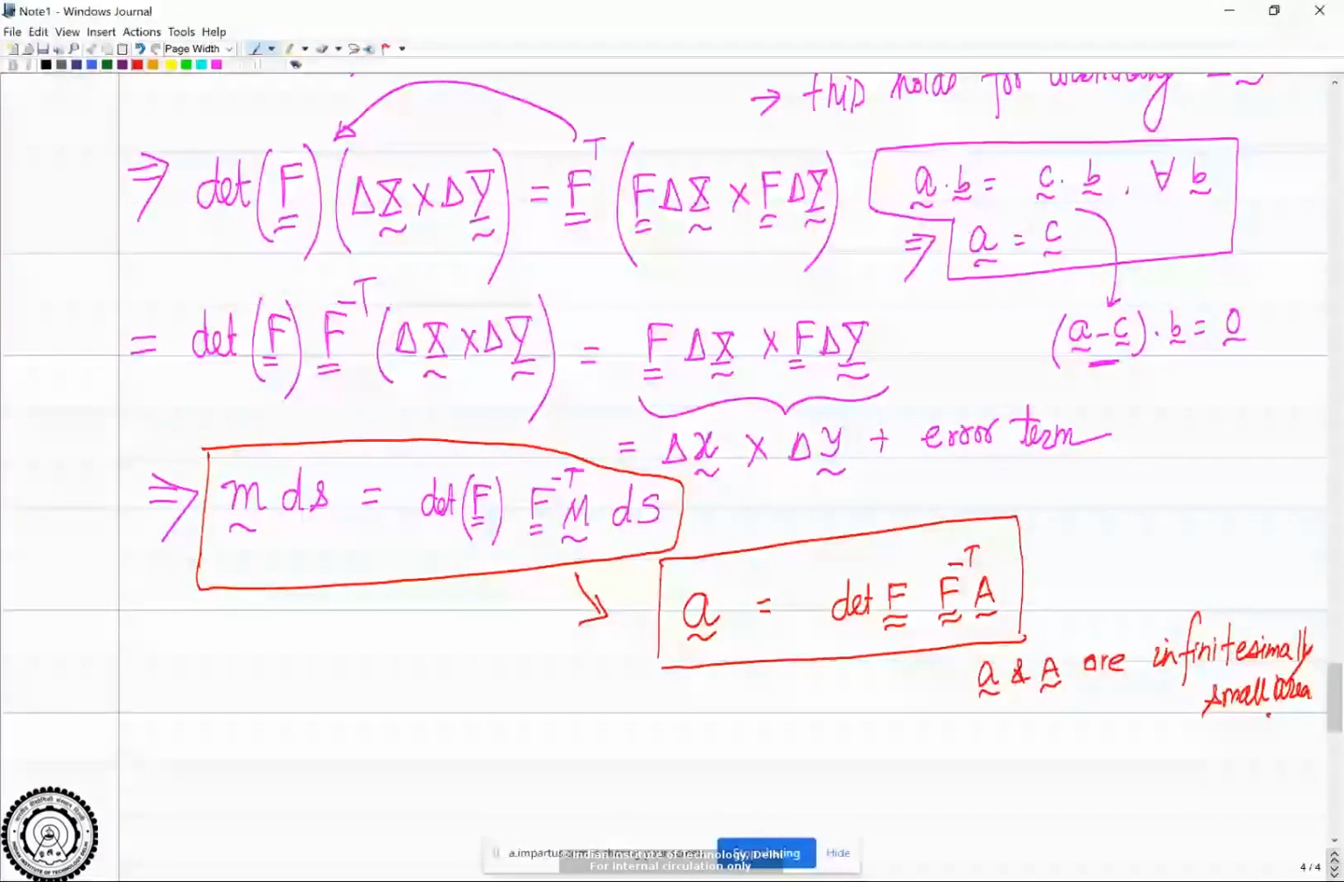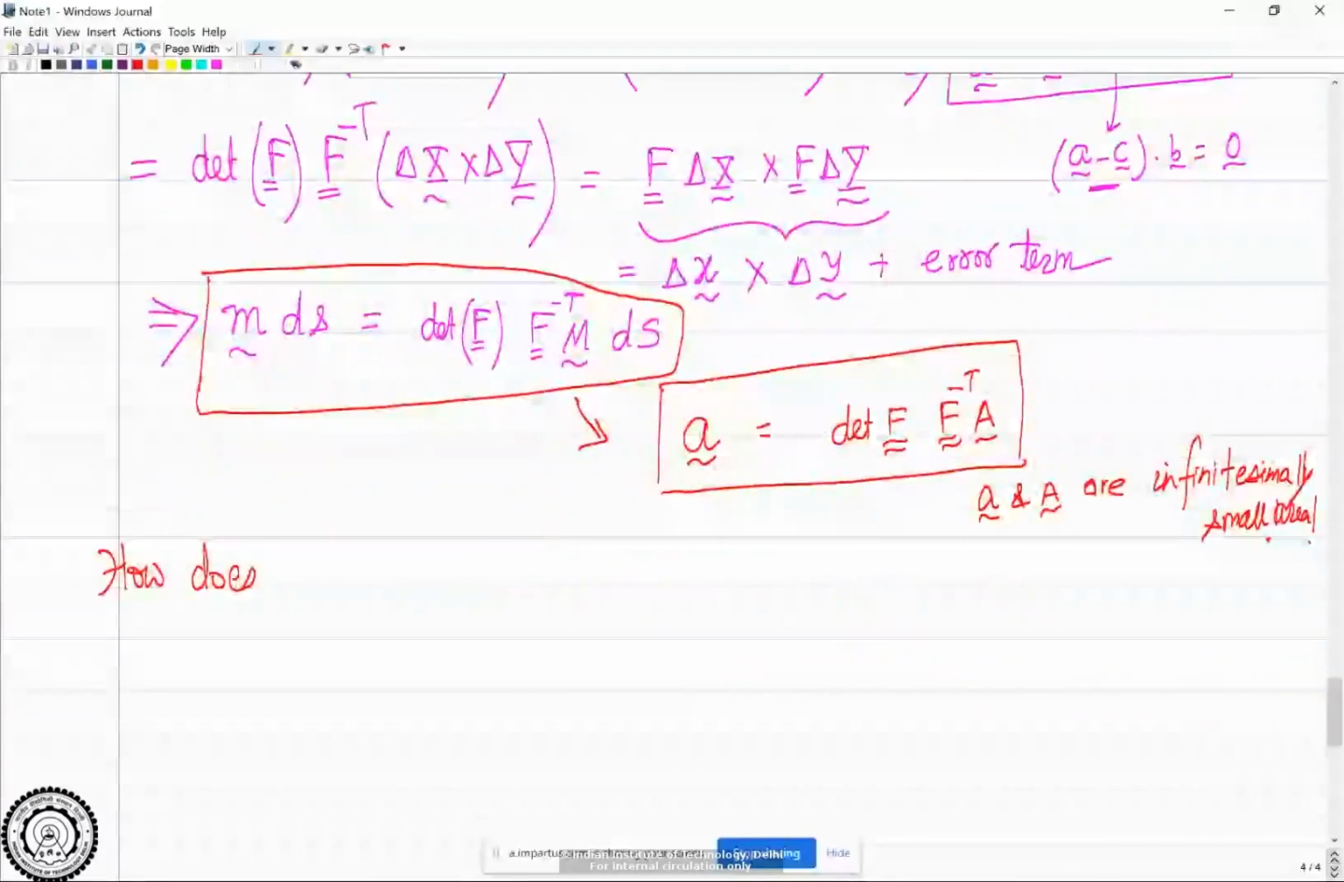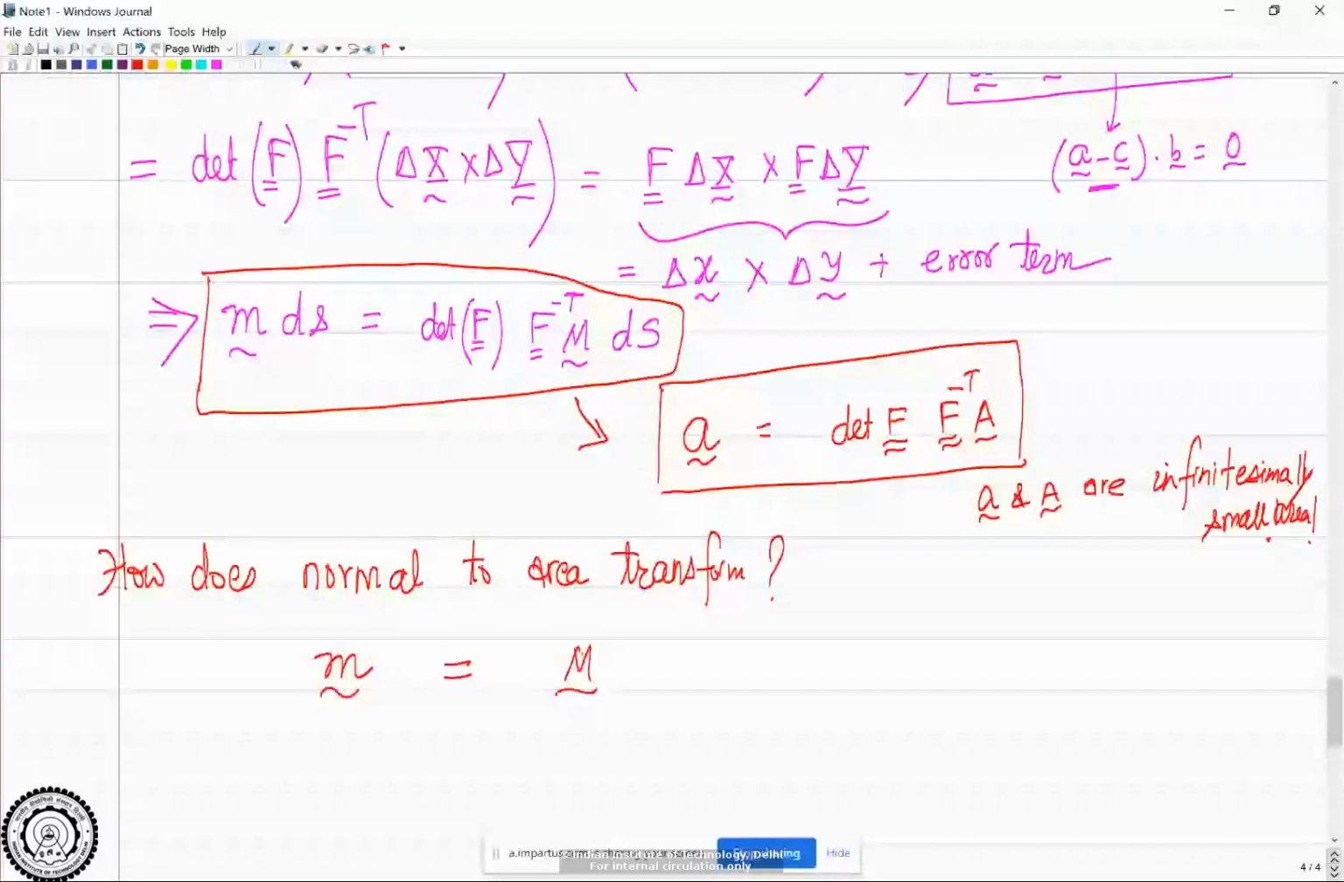Okay, can we use this formula to find out how the normal transforms? How does the normal to the area transform? Okay, what do you think? So normal is the final deformed normal, and I want to know how it is related to big M. So what do you think? Related? You can use this formula.